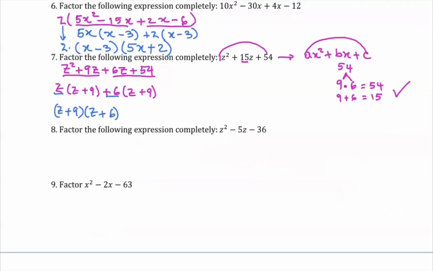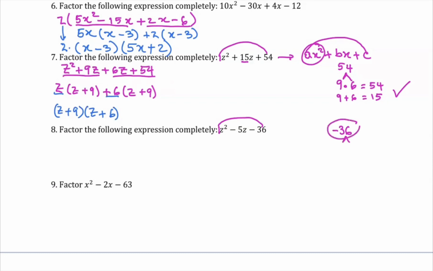So the coefficient of the quadratic term, that's the quadratic term. The coefficient of the quadratic term in this case is 1. We're going to multiply the coefficient of the quadratic term by the constant. 1 times negative 36 is negative 36. Now, we need two factors of negative 36 whose sum is negative 5.